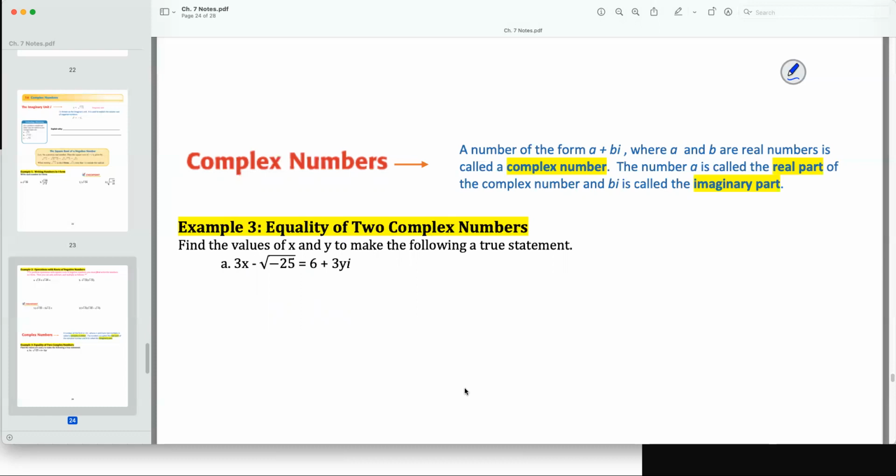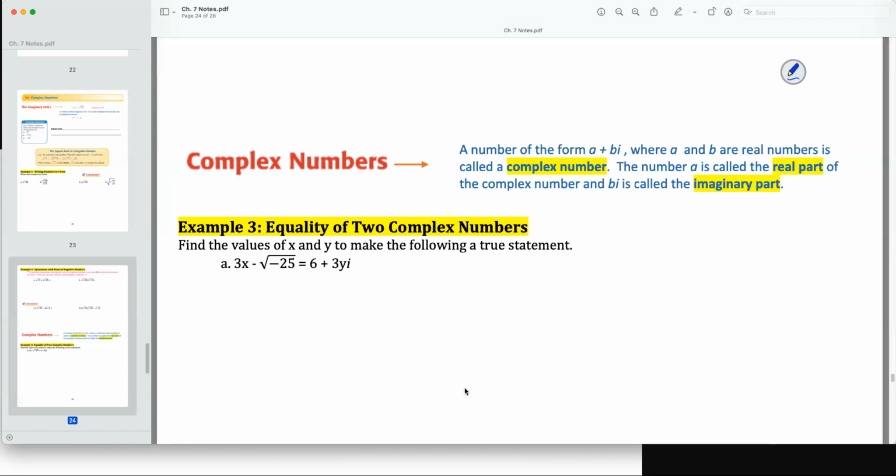So example 3 is asking us to find the values of x and y to make this a true statement. So what we have here is 3x minus the square root of negative 25 equals 6 plus 3yi. I feel like this is a perfect SAT question because it's kind of hard, but if you can figure it out, knowing that these two things are equal and using your skills of solving equations, it's definitely doable. But looking at this straight away, it's kind of concerning. But let's just take it step by step.